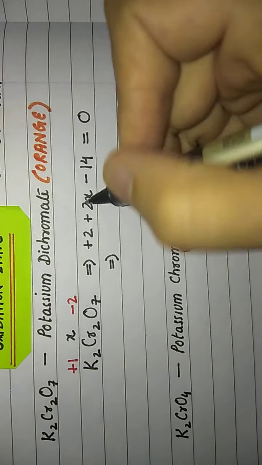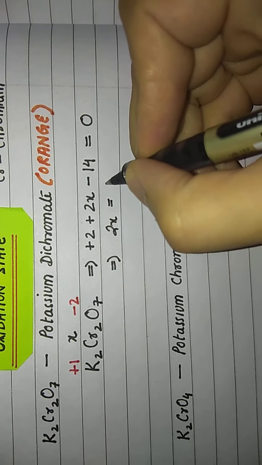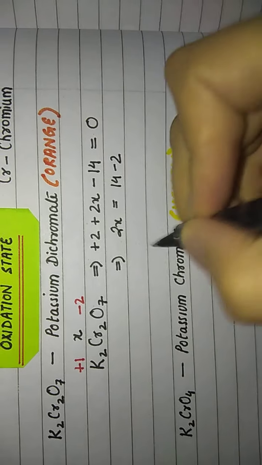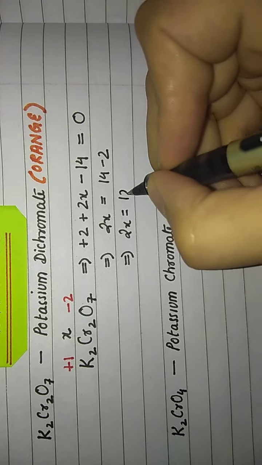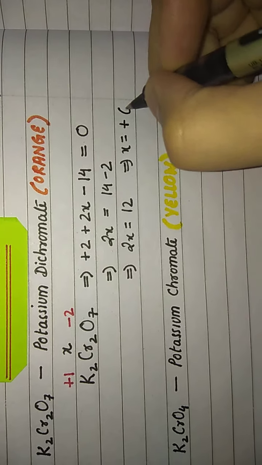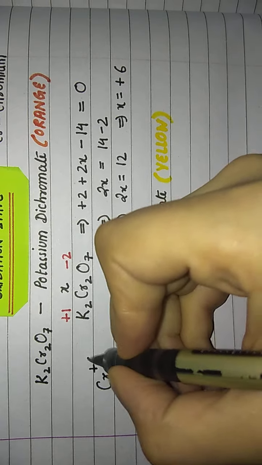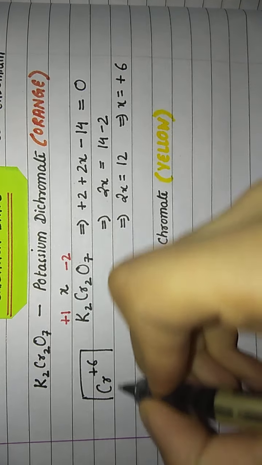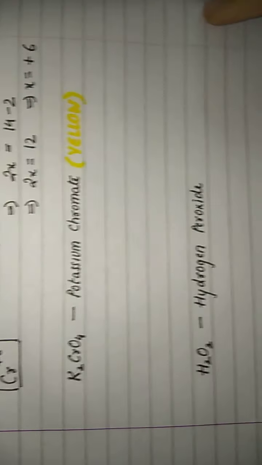So how are we going to calculate that? This will be 2X = 14 - 2. So 2X will be equal to 12, and hence X will be equal to +6. So that means chromium exhibits an oxidation state of +6 in potassium dichromate.